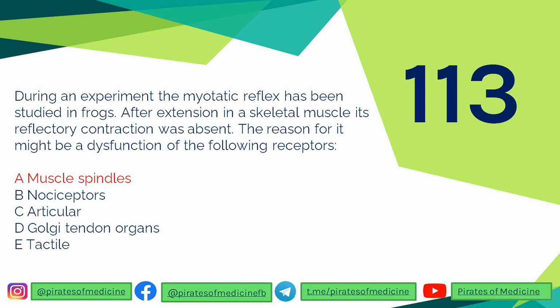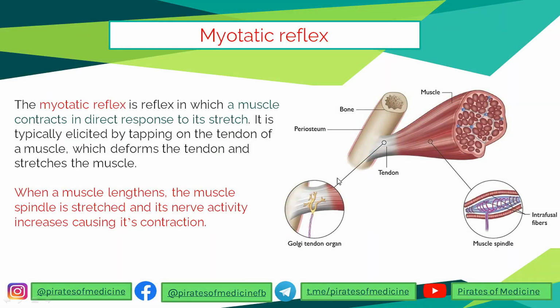So after extension of the skeletal muscle, the reflex contraction was absent. The reason for it might be a dysfunction of the following receptors. So before going to the dysfunction of the myotactic reflex, let's see what the myotactic reflex is. You remember I told you that there are some proprioceptors present in the muscles, the muscle spindle. So the myotactic reflex involves the muscle spindles.